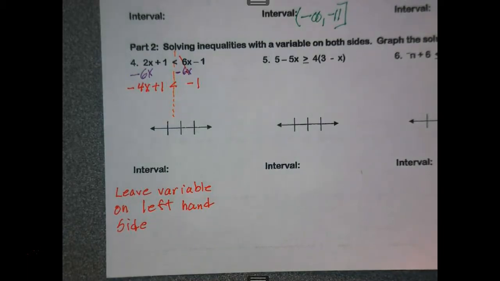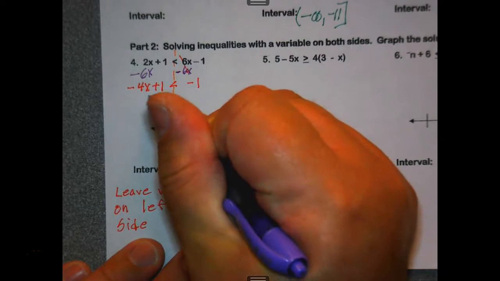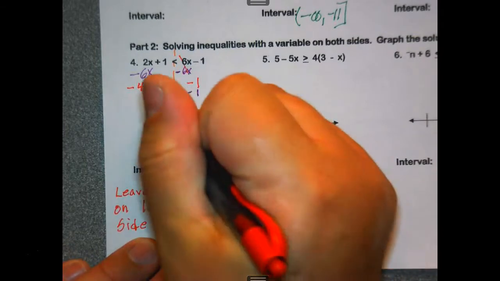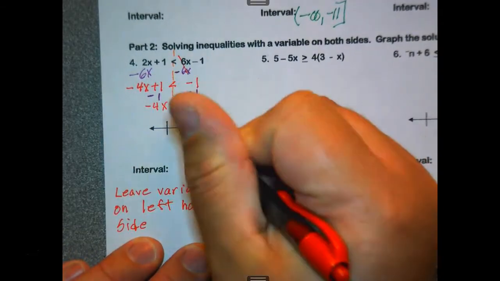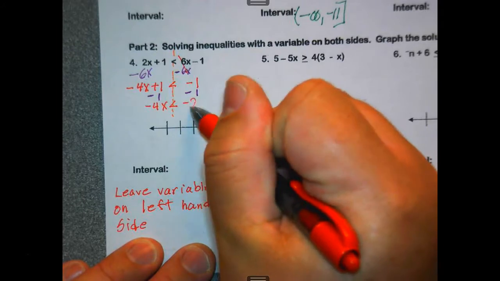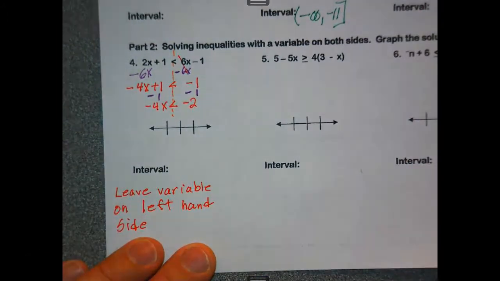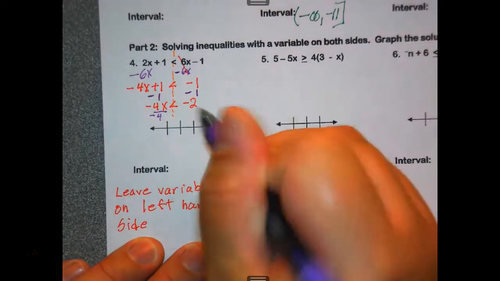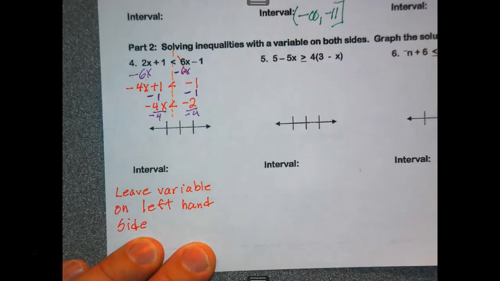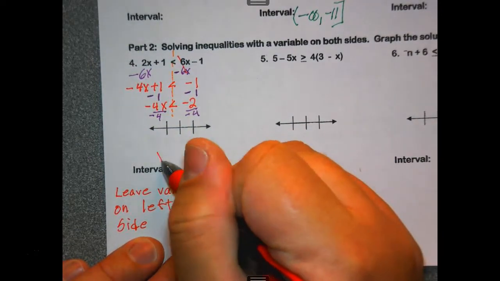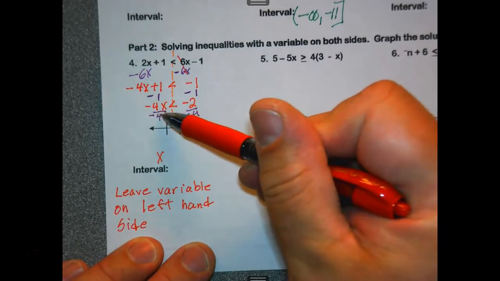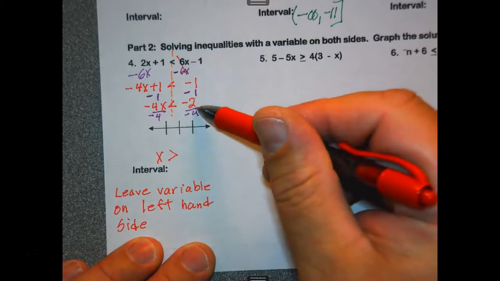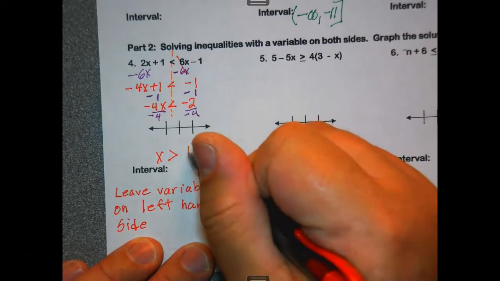Okay, I'm going to subtract 1 from both sides. Subtract 1, I get negative 4x is less than negative 2. And now, to get x by itself, I have to divide both sides by negative 4. So I get x. I'm dividing by a negative number, so I'm going to flip that sign. Negative 2 divided by negative 4 is positive 1/2.